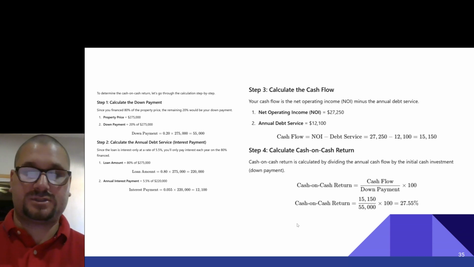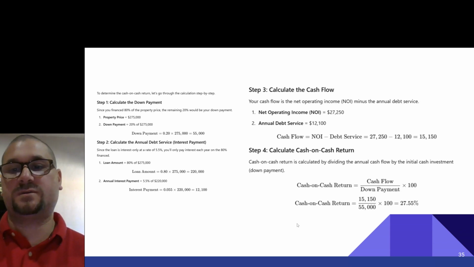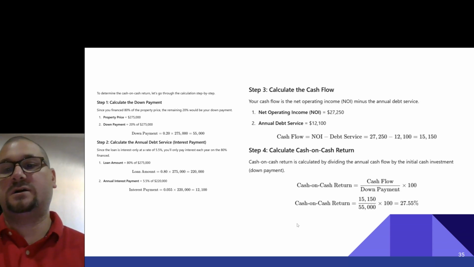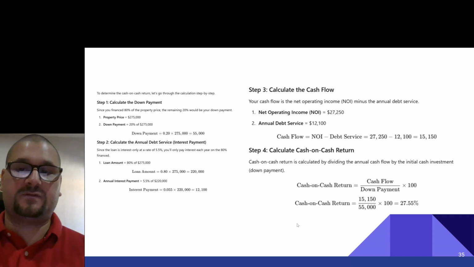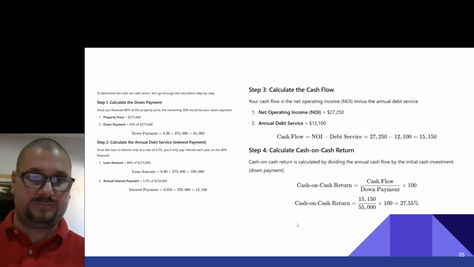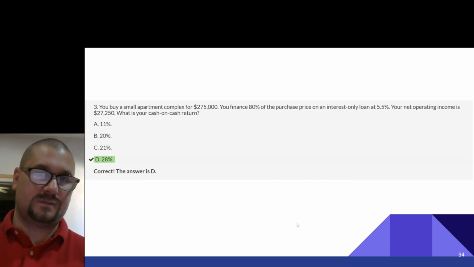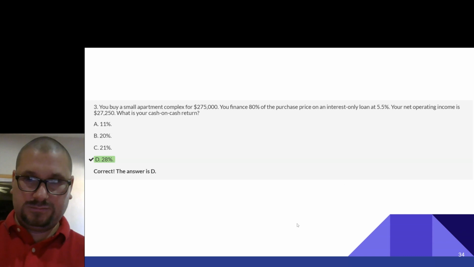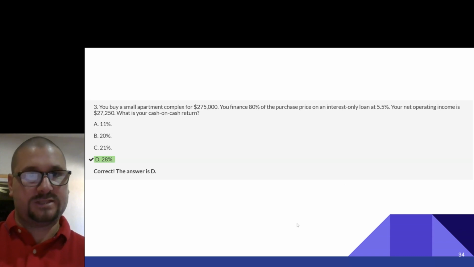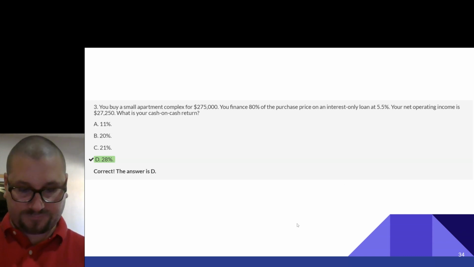So cash on cash return is going to be, what's the cash flow? 15 grand. What's the down payment? 55 grand. So 15 grand divided by 55 grand times 100 gives you 27.55%. And you round up to 28%. So that's your cash on cash return.